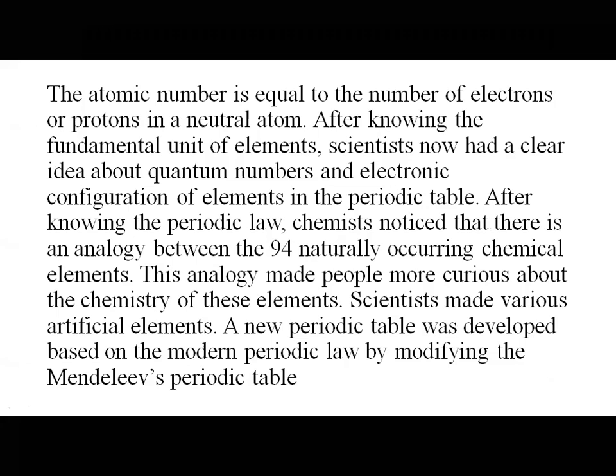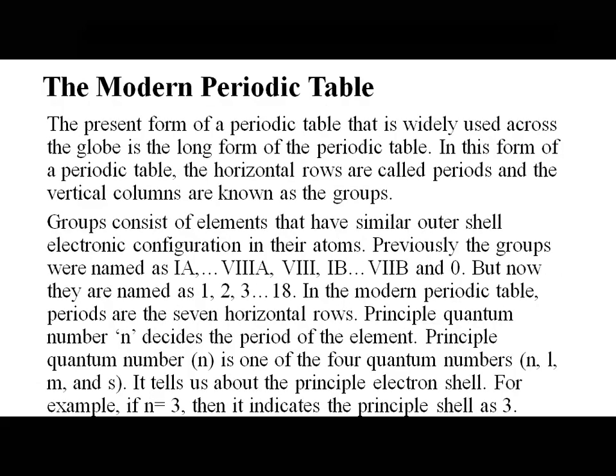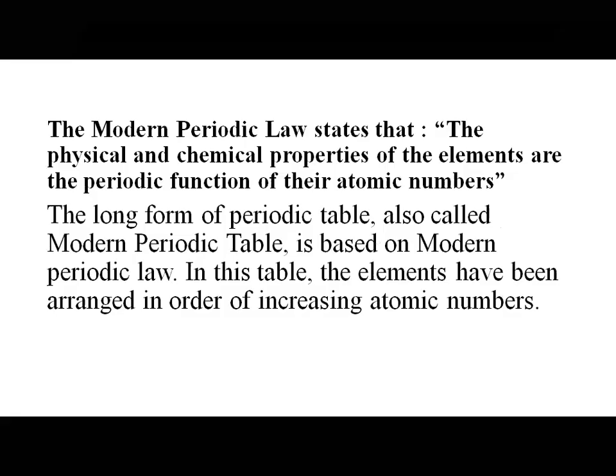After knowing the periodic law, chemists noticed that there is an analogy between the 94 naturally occurring chemical elements. This analogy made people more curious about the chemistry of these elements, and scientists made various artificial elements too. A new periodic table was developed based on the modern periodic law by modifying Mendeleev's periodic law. Okay, so modern periodic law.